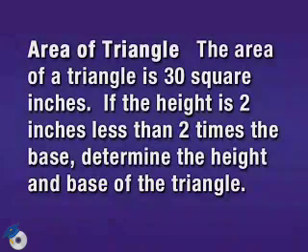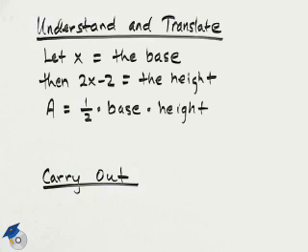The area of a triangle is 30 square inches. If the height is 2 inches less than 2 times the base, determine the height and base of the triangle. The first step in this problem is to understand and translate.